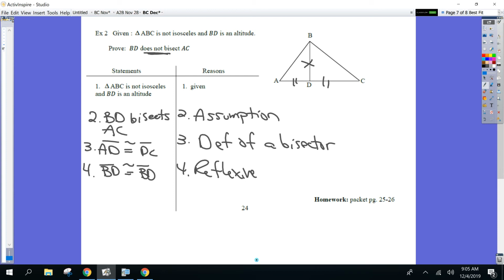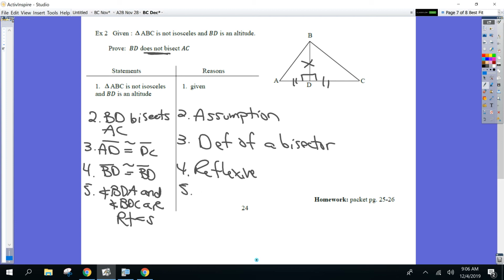Ooh, here's a Unit 5 vocabulary term we have not used yet. BD is an altitude. Anybody remember, at the beginning of the unit, what an altitude does? It comes from a vertex and is what to the opposite side? Which means it forms a... Whoa, look at you kids, acting like you know something. Good. So I could say angle BDA and angle BDC are right angles.